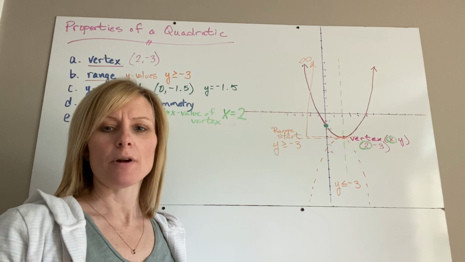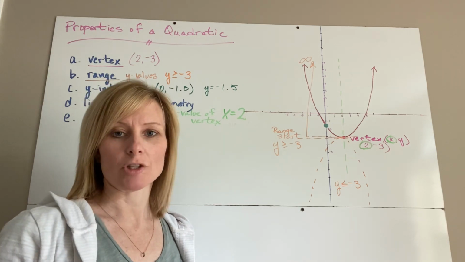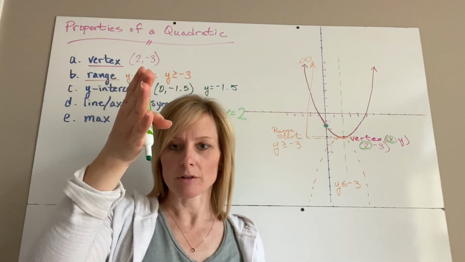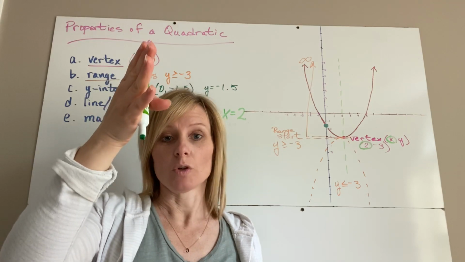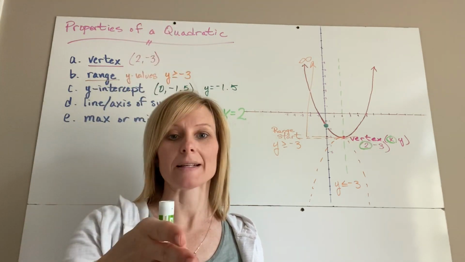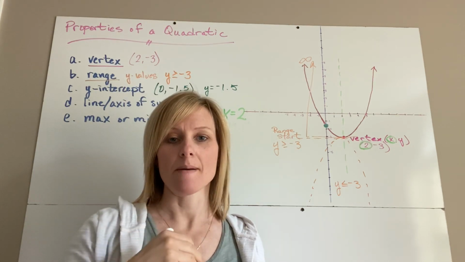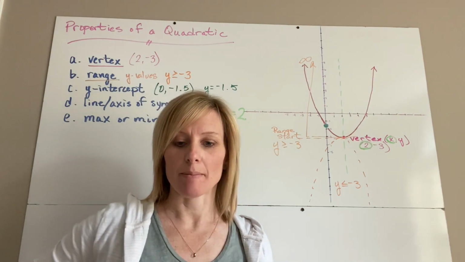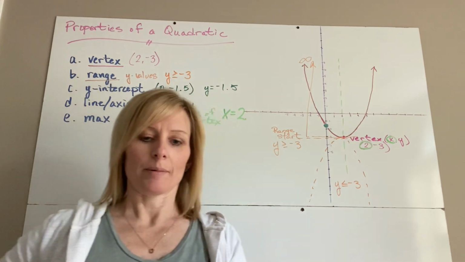Okay, on your paper, it asks you to draw the axis of symmetry. Now, using your Microsoft Word drawing tool, you could insert a line, and you would just want to make it right over the x value of the vertex. Okay, so I expect to see that on your papers. All right, that'll be good.